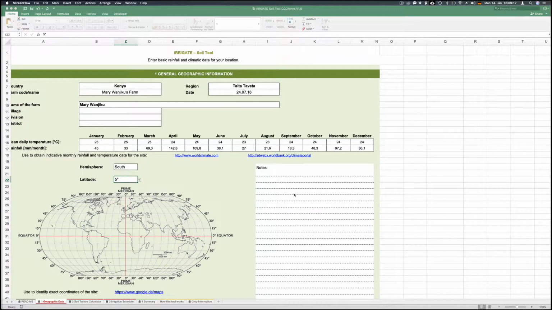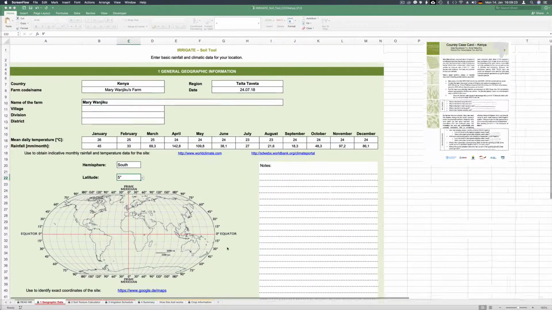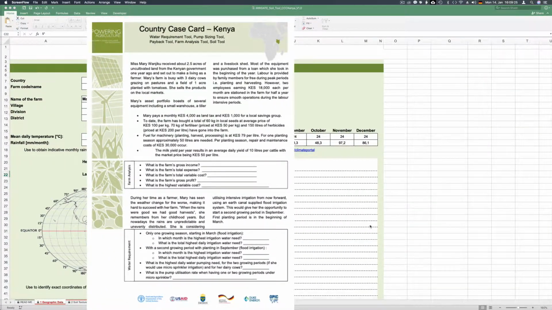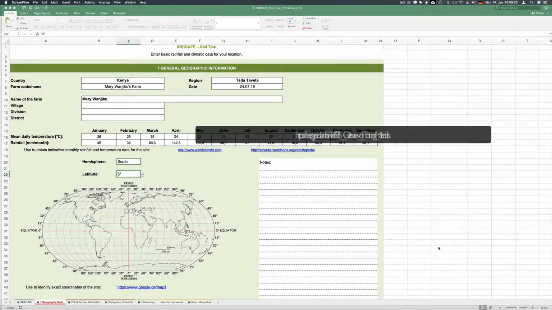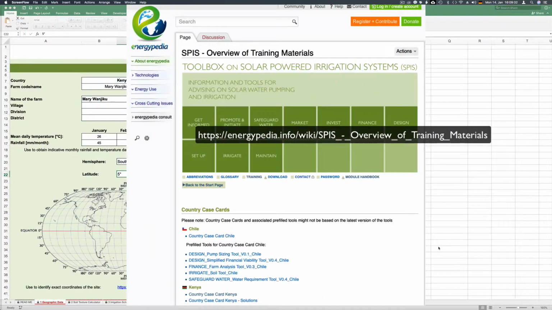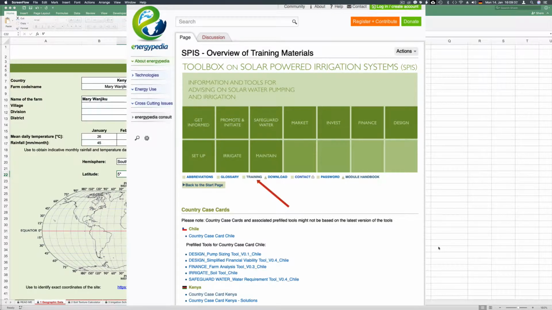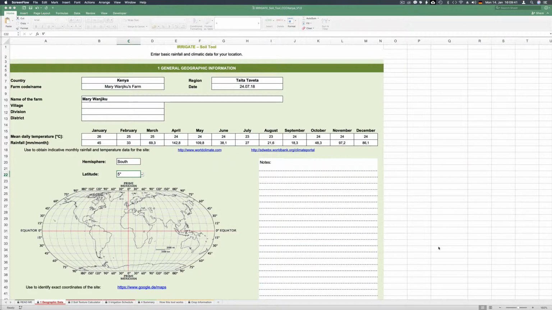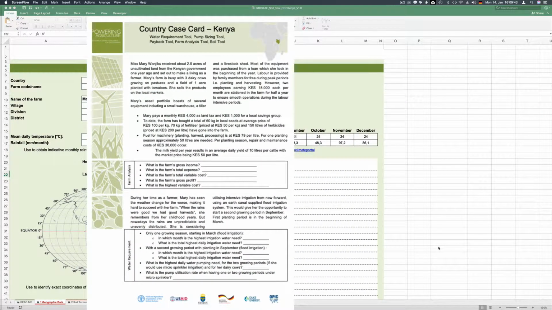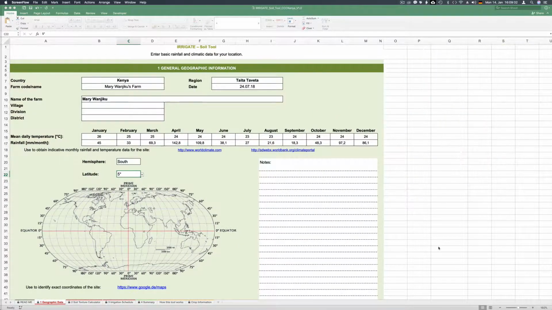For our example, we eliminate the data from the sheet and use the data of the country case card Kenya as a demonstration, but naturally you would use your own data. You find the country case card at the Energypedia Toolbox site by clicking on Training and moving to country case card Kenya. Download the case card and you find a Word file with the data of Mary's farm, her situation and questions to answer.